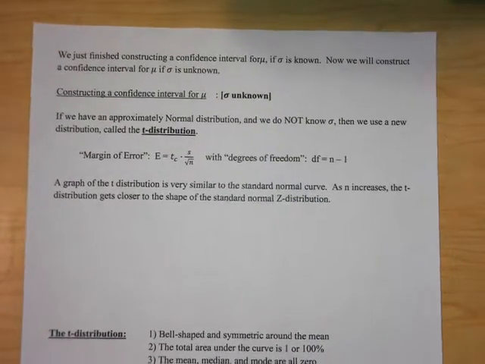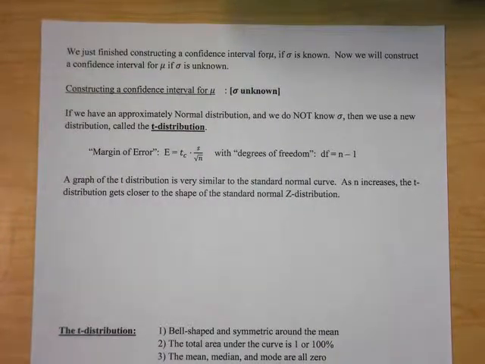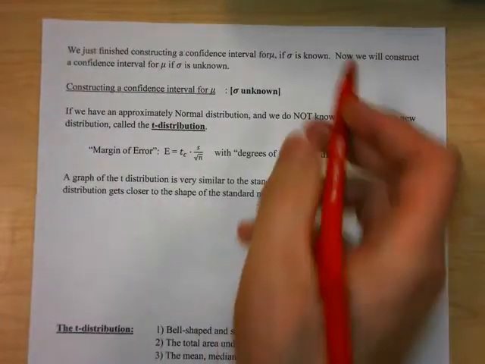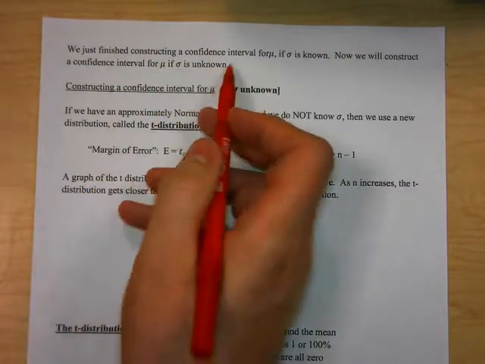Okay, moving along. Okay, what we just did was we constructed a confidence interval for mu if sigma is known. Now we construct a confidence interval for mu if sigma is unknown.